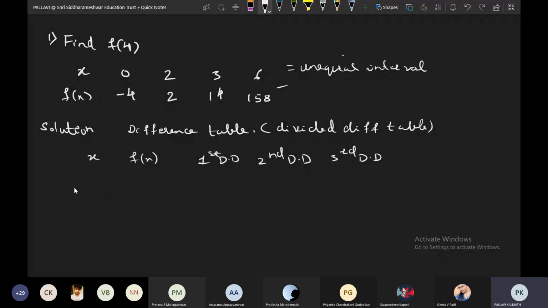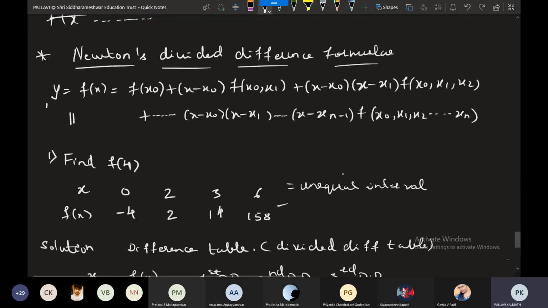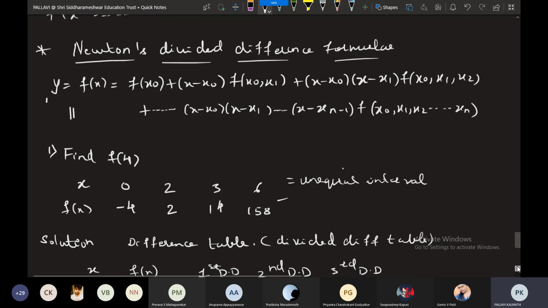So what is the initial value for x? 0. So we write it as x naught. And then what is the respective f of x naught? Minus 4. Then what is x1? 2. You write all the values for x.